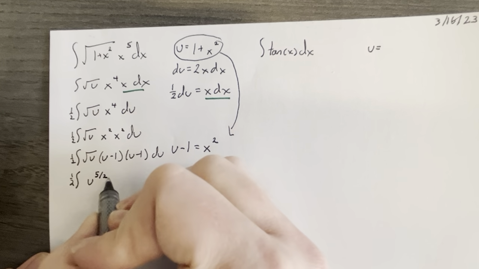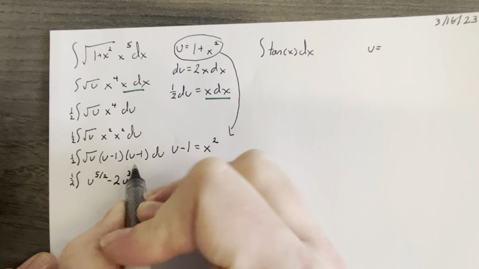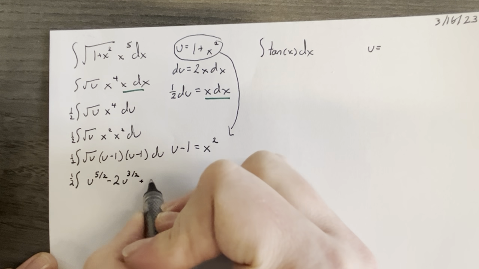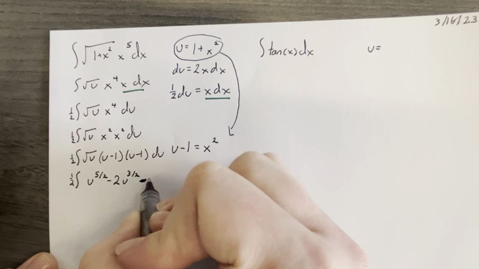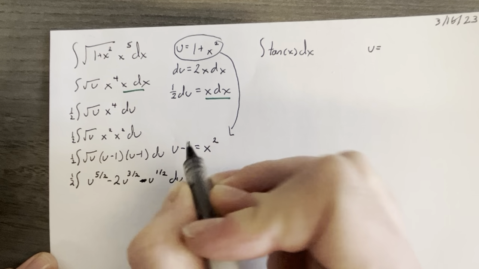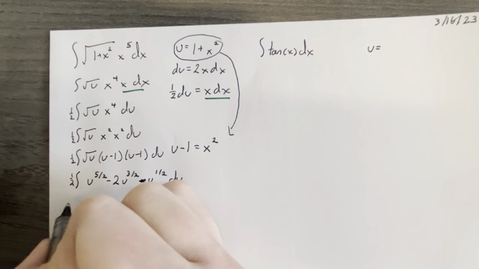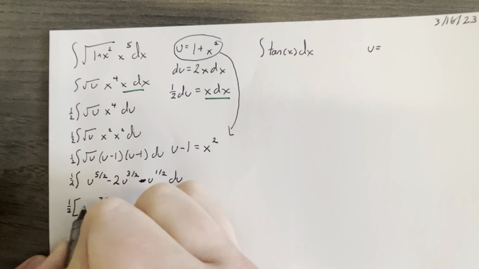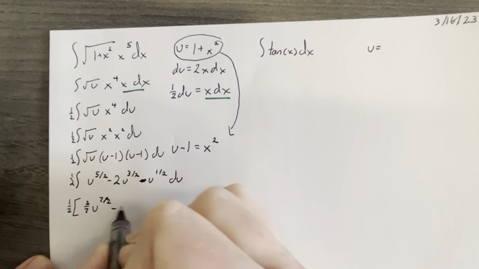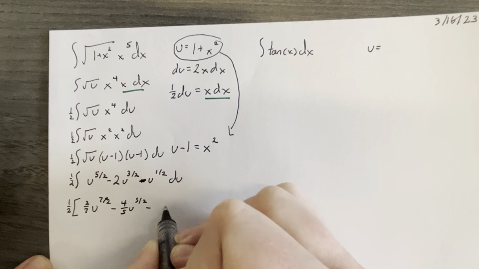Okay, multiplying all this through, we're getting u to the 5/2 minus 2 u to the 3/2. This one's minus u to the 1/2. Okay, this integral should be kind of straightforward. There's 1/2 is there. U to the 7/2, 2/7 comes out front. U to the 5/2, 2/5 comes out front, which turns into 4/5.